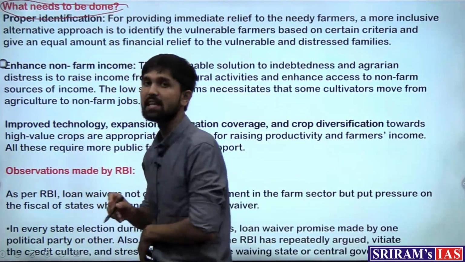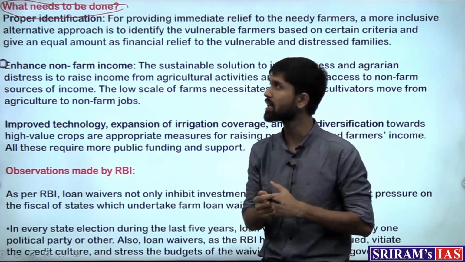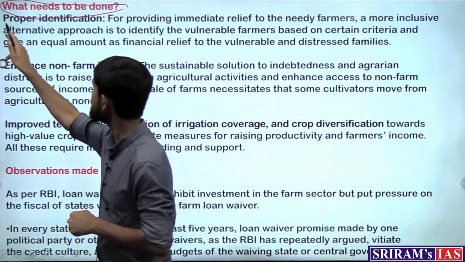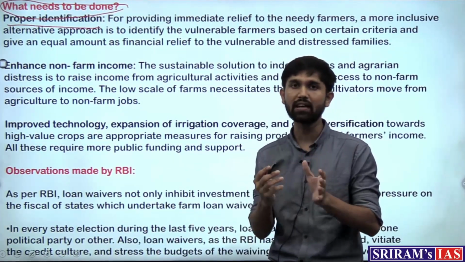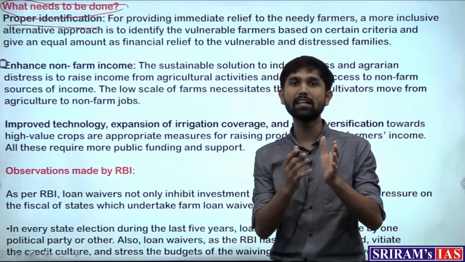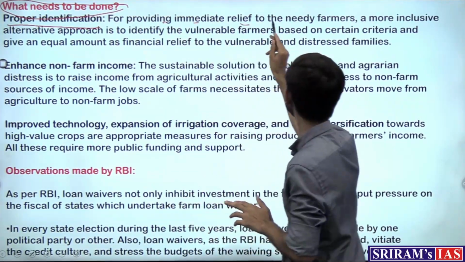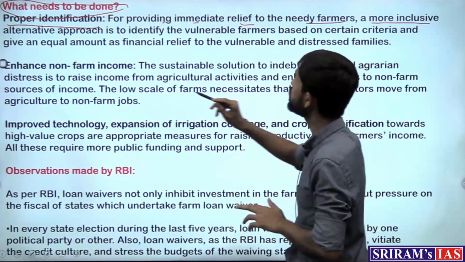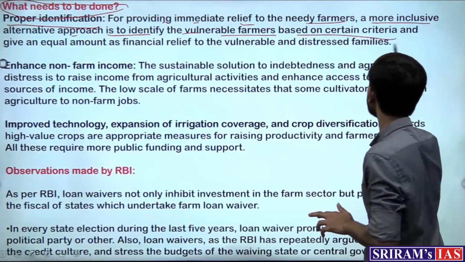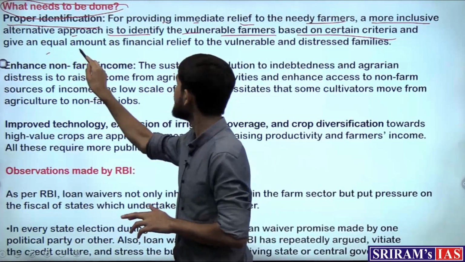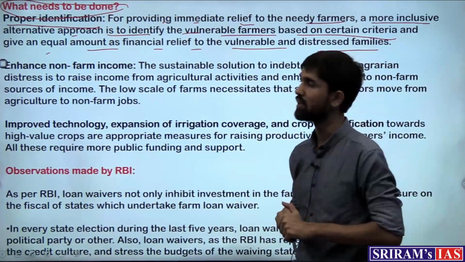If this is the scheme that is being carried out, are there managerial steps that can be taken? So first of all is the proper identification. If we are looking at exclusion and inclusion errors and the intended beneficiaries not being able to get the scheme, then for providing immediate relief to the needy, a more inclusive alternative approach is to identify vulnerable farmers based on certain criteria and give an equal amount as financial relief to the vulnerable and distressed families as well.